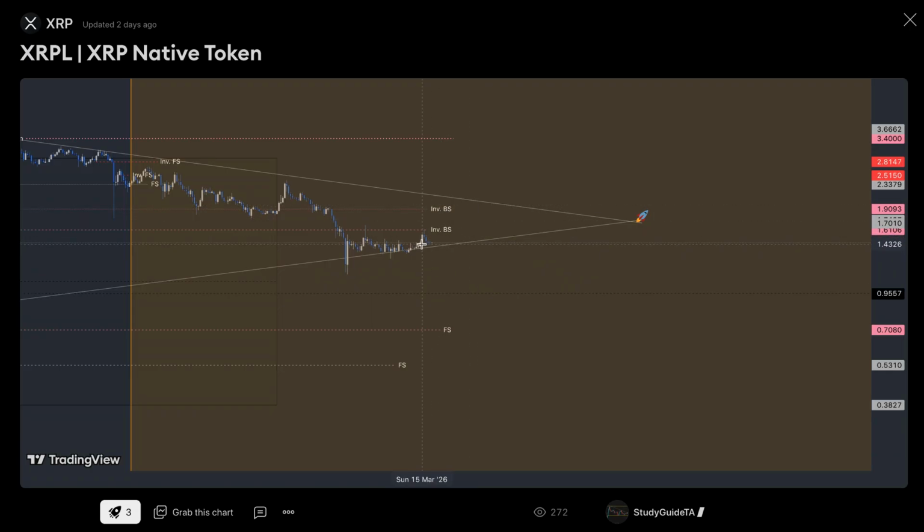It is possible though that this candle on Sunday the 15th of March, if price stays below that, it could come back down to the dollar range, 95-cent range.